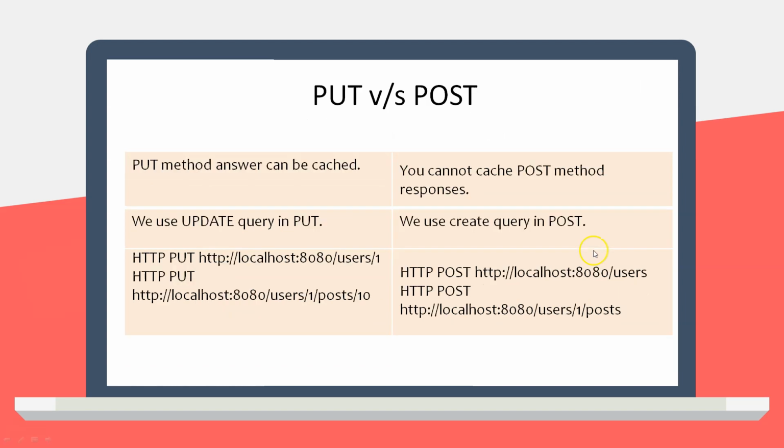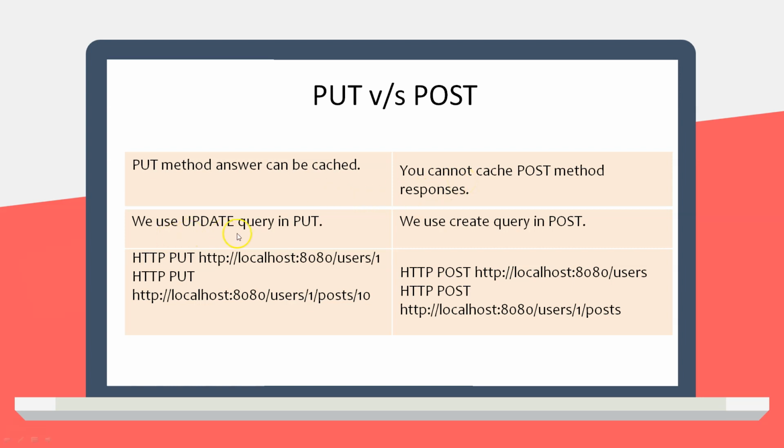Now next difference, the put method can be cached. So the result of put can be cached to reduce the response time for the next call. But this is not the case with the post method. You cannot cache the response of post. Why? Because every time you perform a post call, the result will be different. So you can't cache the response of the post method.